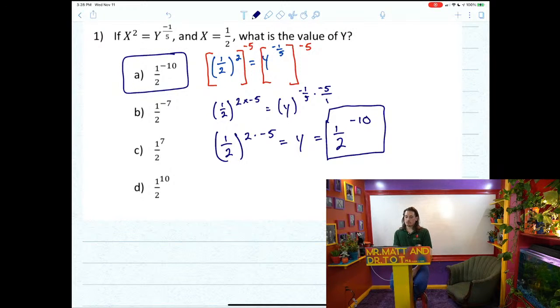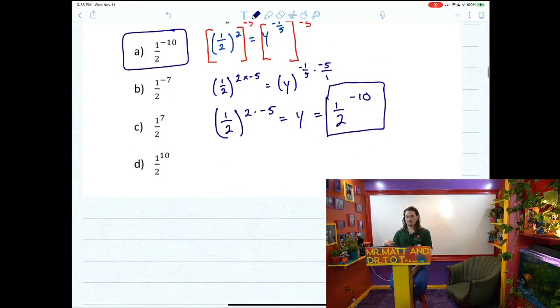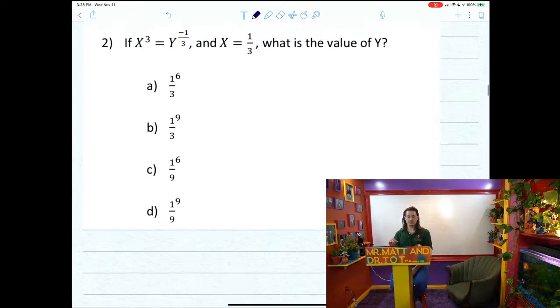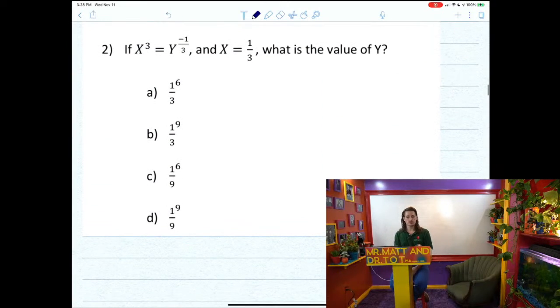So the answer to number 1 was A, 1/2 raised to the negative 10th. If you have any questions, then please let me know. Feel free to drop a comment in the live chat function, or if you're watching this recording, you can always leave a comment below.